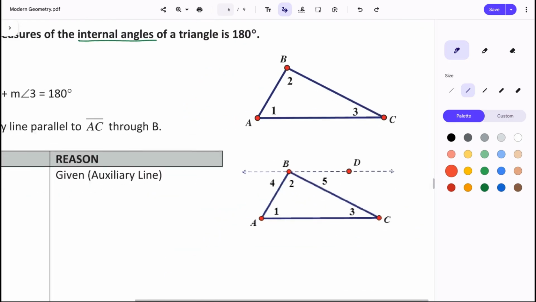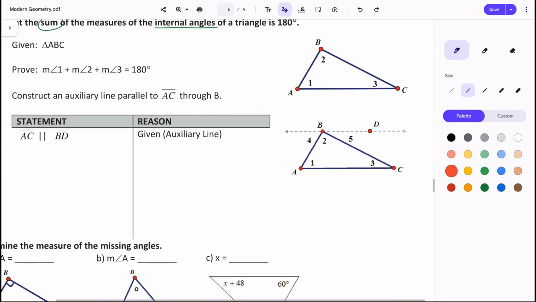So if you look over here, kind of zooming back out, we're given that this triangle ABC exists, and it's got angles 1, 2, and 3 in it. They did construct what we are calling an auxiliary line that's parallel to AC through B. They've already done the construction for us. They're not making us do that. But that's where they got that parallel line from.